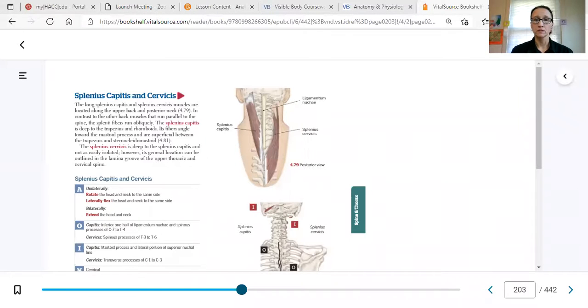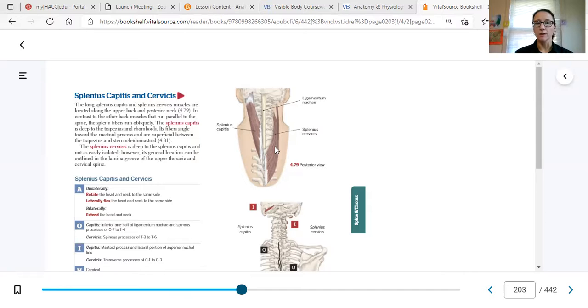So Splenius Capitis and Splenius Cervicis are deep to trapezius and rhomboids, but superficial to the erector spinae group. Okay, so they're kind of in between the two. They are muscles that affect the head and neck, but unlike the other muscles in that area that run parallel to the spine, these actually run oblique to the spine. Oblique means diagonal, basically.